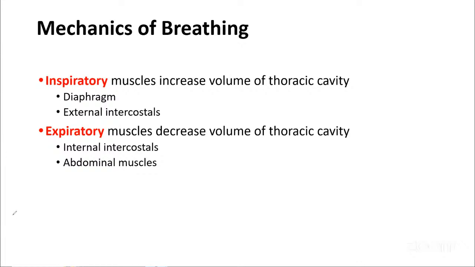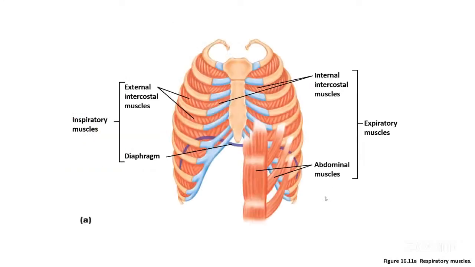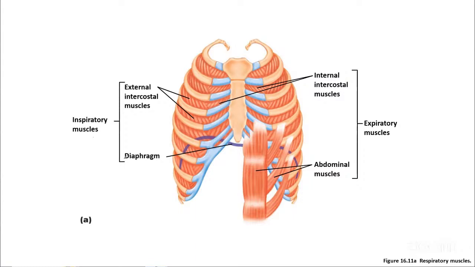I'll take a look at them in a drawing here. So this is what they look like, slightly realer life, and you'll see the most real life in lab. Okay, but we can see our muscles for inspiration on the left-hand side here. All right, so inspiration, breathing in, we're trying to make the thoracic cavity bigger.